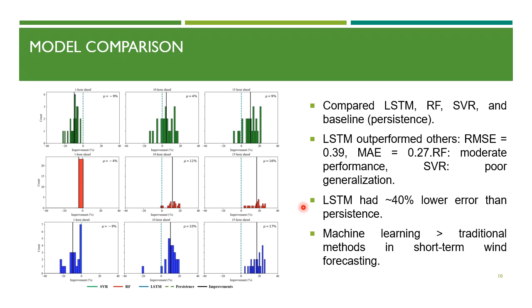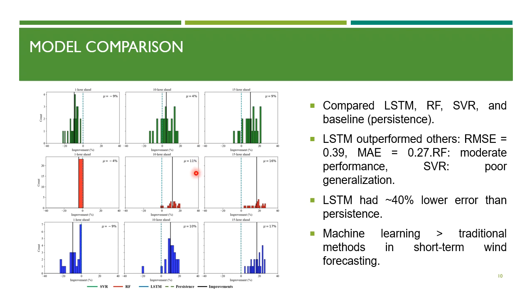In the graph here, we see how much improvement each model has over the persistence model. And in green here is the SVR. In the first time step, we have a negative improvement, which is very consistent across the board. And after a 10-hour time step, we see an increase of 4% for the SVR and 11% for the random forest.